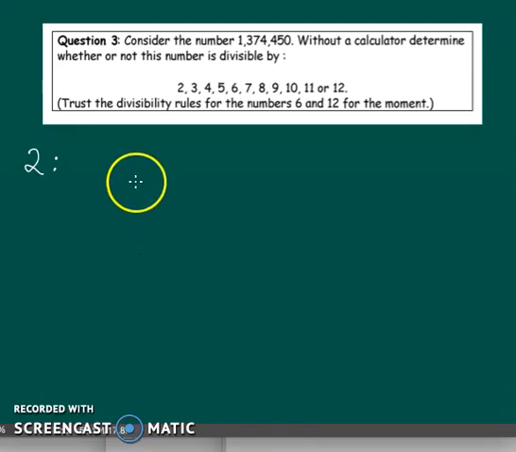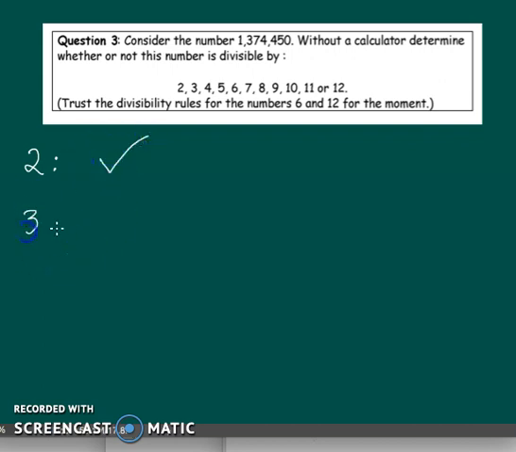In this question, we have to find out whether this number is divisible by all the numbers listed. So let's go through them and see how it goes. Divisible by 2. The number is even, so we automatically know that it is divisible by 2.